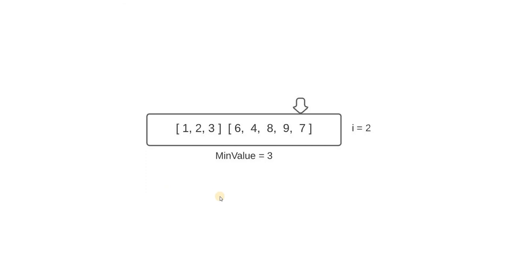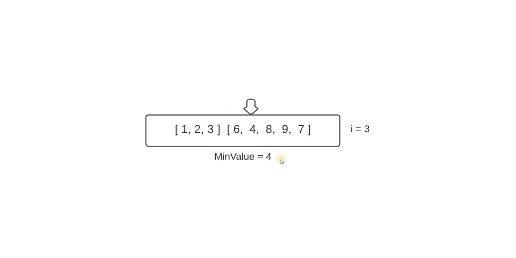Let's move on to the next pass. i is equal to 3, so that means we're on the 4th pass. The min value was once again selected as 6. Let's move on. 4 is smaller than 6, so it's now the min value.